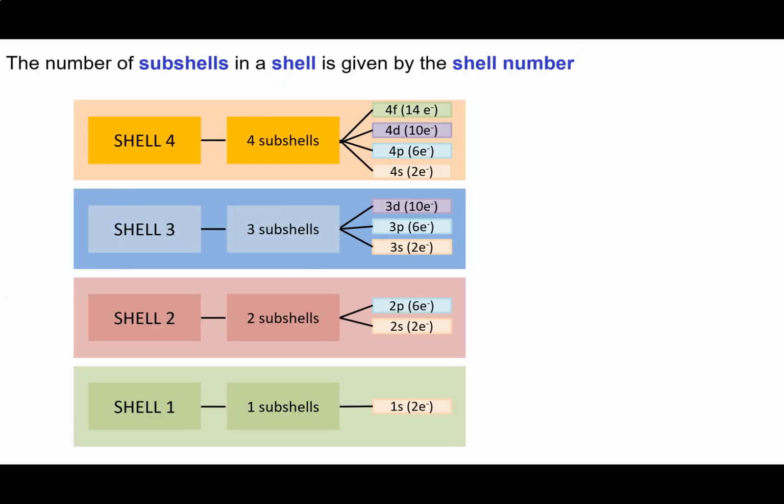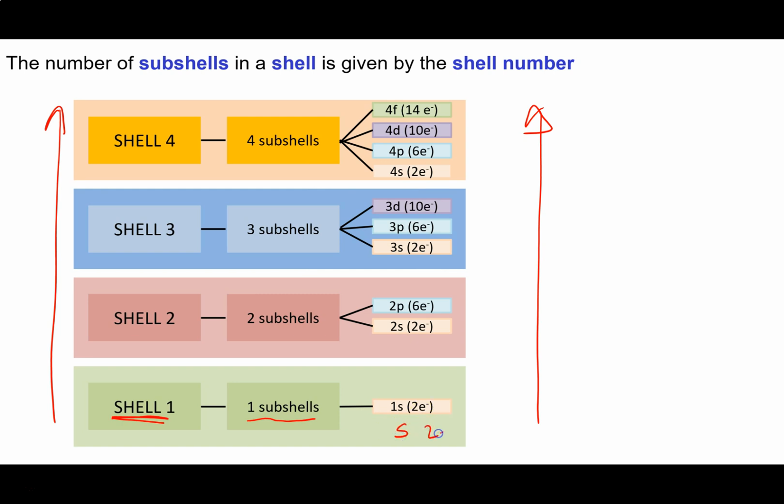Now, I mentioned previously that as we increase the shell number, the shells get bigger, so therefore they can accommodate more subshells. So the first shell is fairly small, and it can only accommodate 1 subshell, and that's an s subshell, and that can hold 2 electrons. The second shell is a little bit bigger, so therefore it can hold 2 subshells. It can hold an s and a p. And as an s subshell can have a maximum of 2 electrons, and a p subshell can have a maximum of 6 electrons, that means in the second shell, we can have a total of 8 electrons.